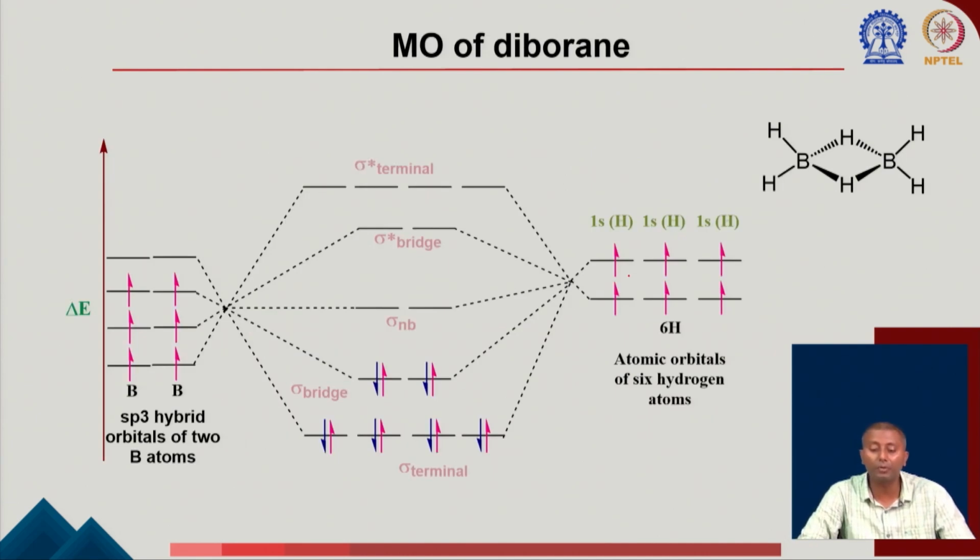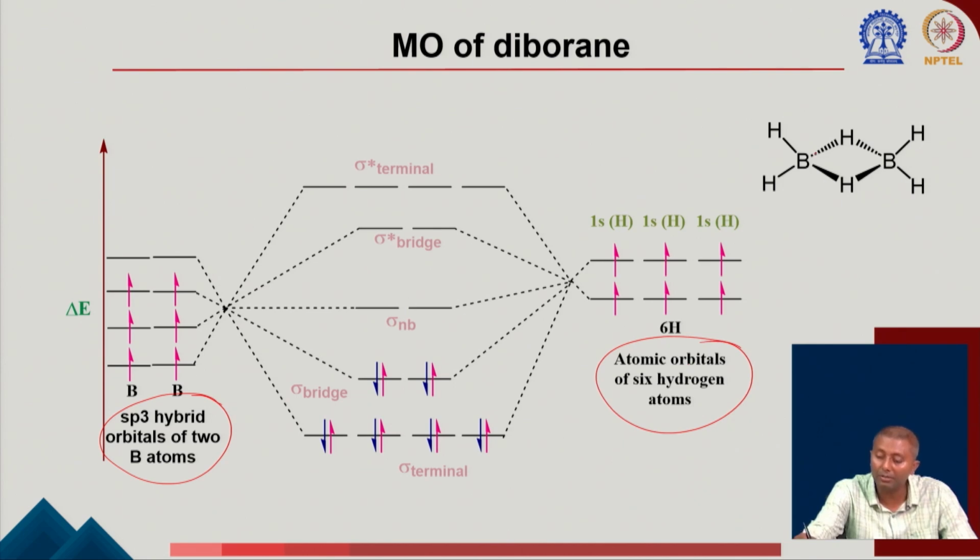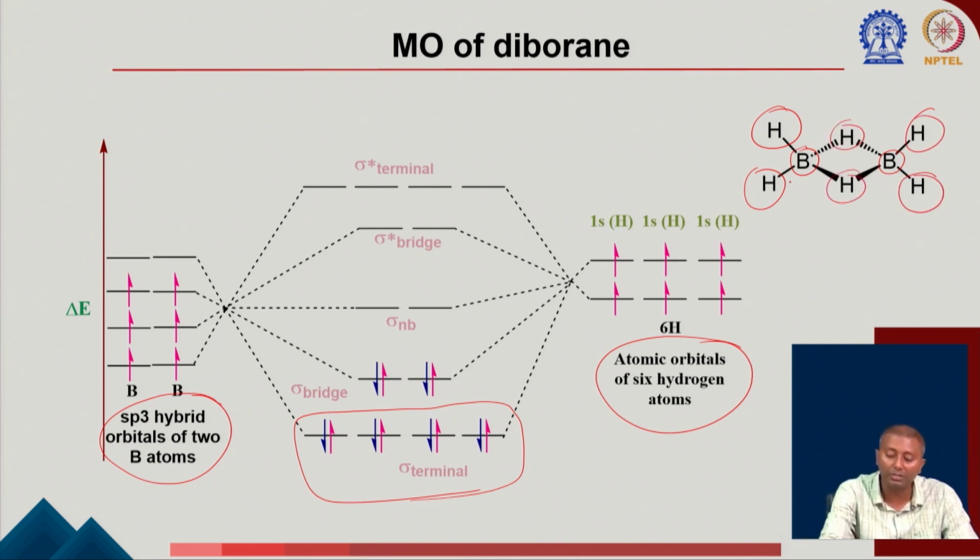And this is the MO of the diboron. Here you can see these are the sp3 hybridized orbitals of 2 boron atoms, and these are the atomic orbitals of 6 hydrogen atoms. So we are talking about the boron and the hydrogen here. This is the boron, and these are the hydrogens. You can see what is happening here. From these hybrid orbitals, there will be sigma terminal bonds formed. So there will be 4 sigma terminal bonds, 1, 2, 3, 4, and then there will be a bridging bond between the 2 boron. So these are the 2 bridge bonds here. There are 2 sigma bridge bonds forming.